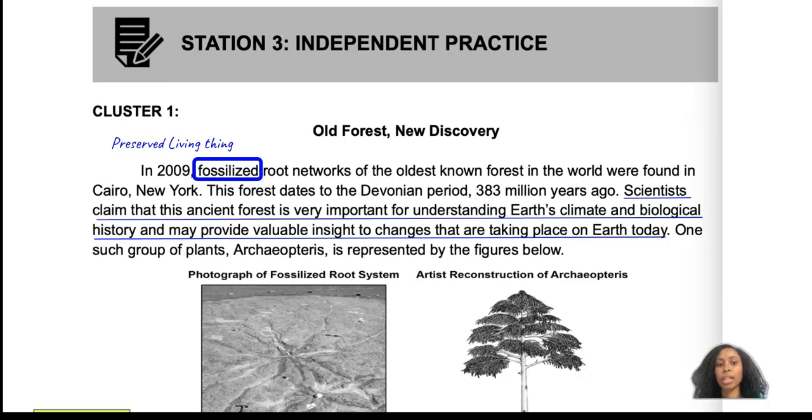Next, I'm going to underline the most important sentence. And I chose this sentence because there's literally the word important in there. Another reason that I chose it is because it mentions that scientists had a claim. So that was giving me some understanding.